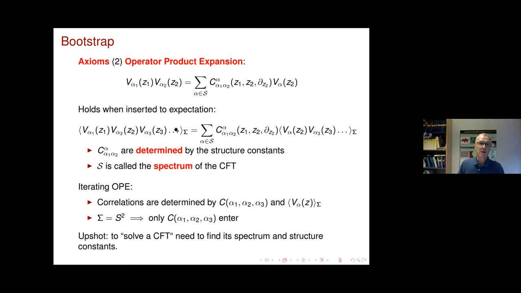But there is a sum over certain primary fields, and the index which indexes these primary fields entering in this sum is called the spectrum of the conformal field theory. So if you iterate this formula, every correlation function is determined in terms of structure constants and one-point functions on the surface. In particular, if you're on the sphere, which is the setup if you are doing statistical mechanics in the usual plane, then only the structure constants enter, because you can reduce all of them to just three-point functions. So what people usually say is that to solve a conformal field theory, you need to find its spectrum and its structure constants, and if you find them, then you get all the correlation functions.